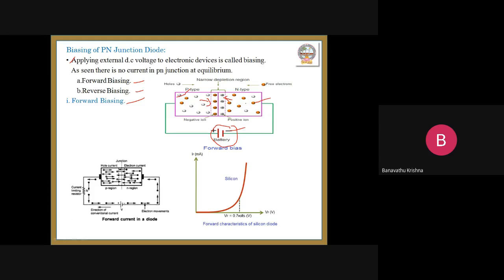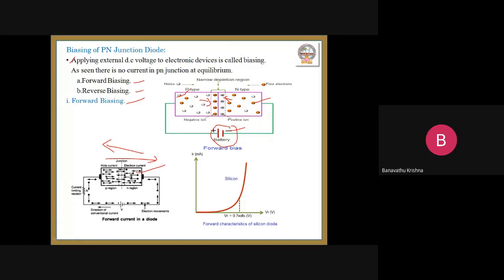The majority charge particles from the N side are hitting the junction. The majority charge particles here, the holes, are also hitting the junction. Then as a result, the depletion region decreases. So let us see this in the diagram. By applying this voltage, the electrons are moving this side, and the holes are moving this side. Then the depletion region decreases, and the resistance of this potential difference decreases.